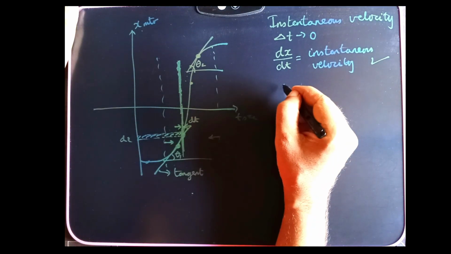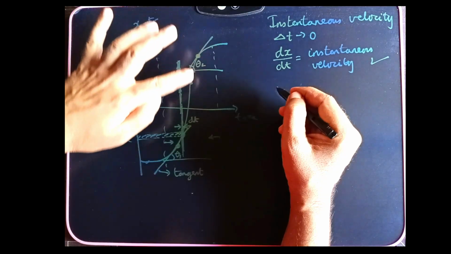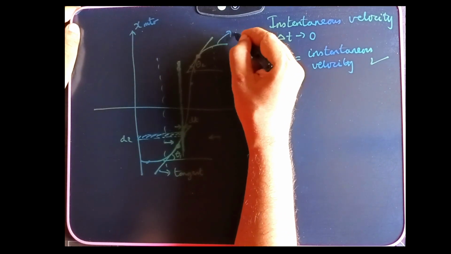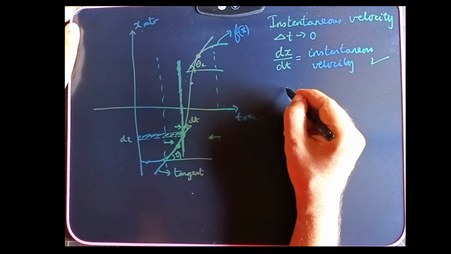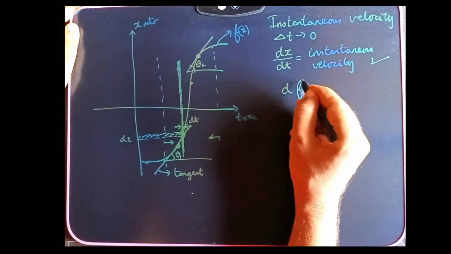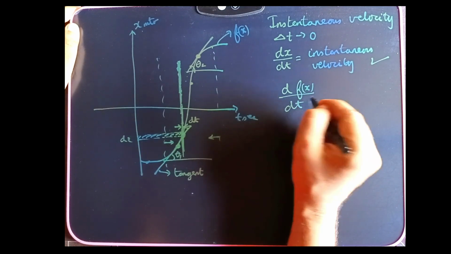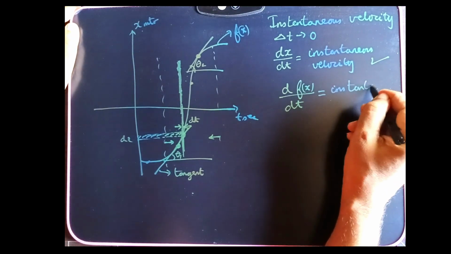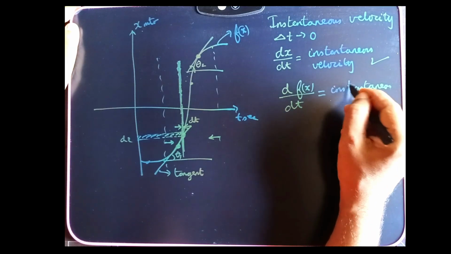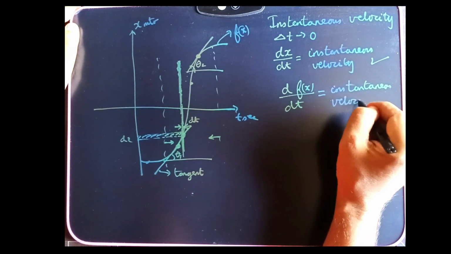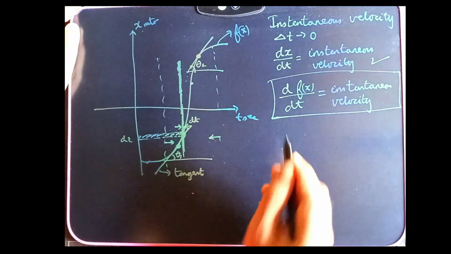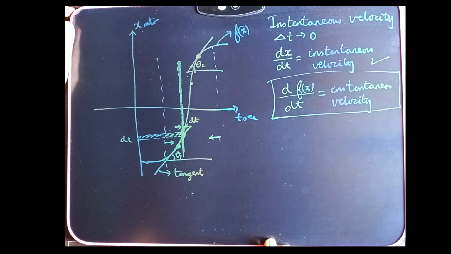We also know that the first derivative of the function, that means the first derivative of the graph, is going to give me the instantaneous velocity. If the graph is represented by a function f(x), then the derivative of f(x) with respect to time is going to give me the instantaneous velocity. The first derivative is going to give me the instantaneous velocity.